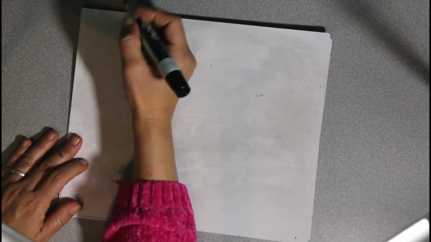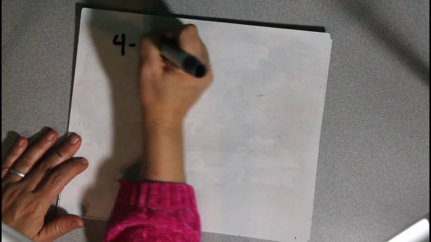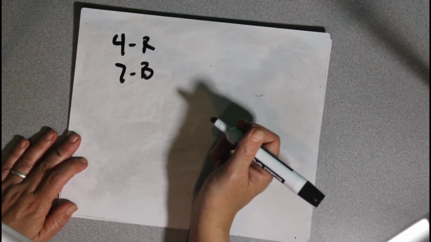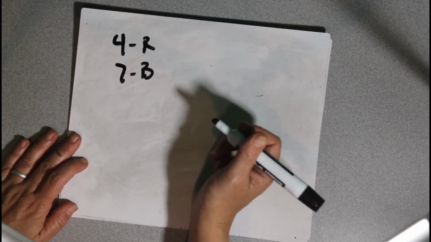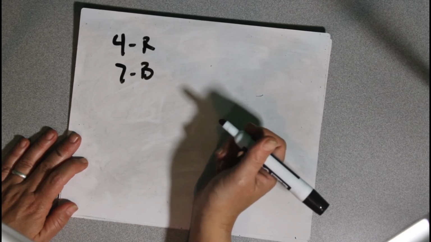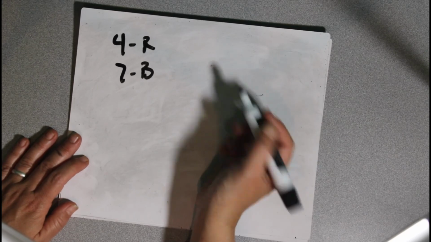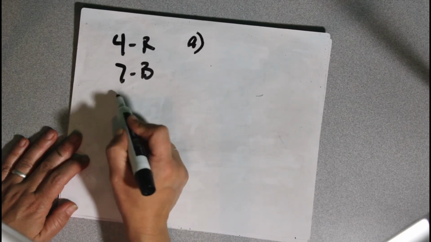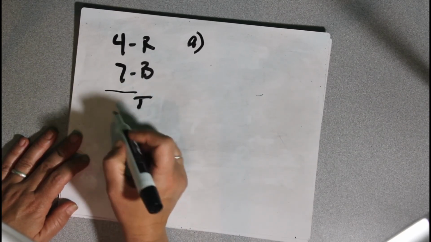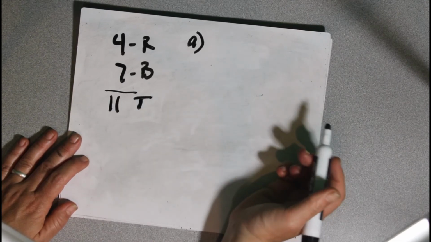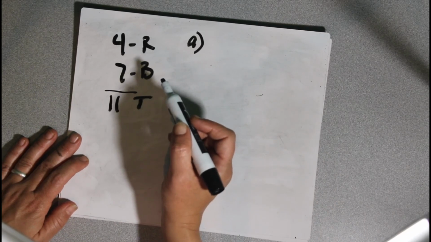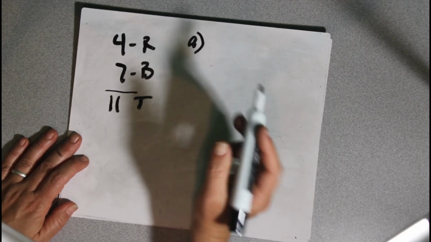Let's try another one. An urn contains 4 red marbles and 7 blue marbles. Now, I always like to do 4 red, 7 blue, just so I can keep up with what's going on. 2 marbles are drawn at random. What is the probability that the first is red and the second is blue if the marbles are drawn, A, with replacement and B, without replacement? Okay, so for A with replacement, that means we don't have to recalculate any of this. So our total would be 11. 11 total marbles. And it's saying, what is the probability that the first is red and the second is blue?